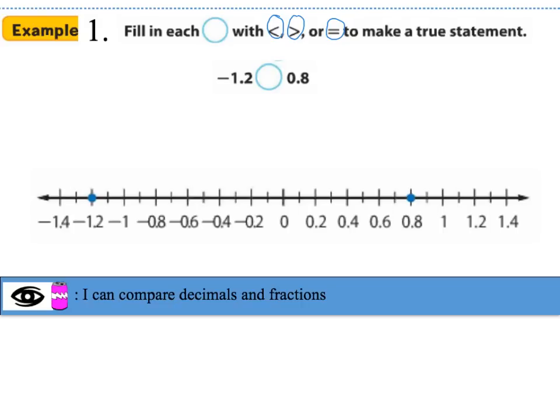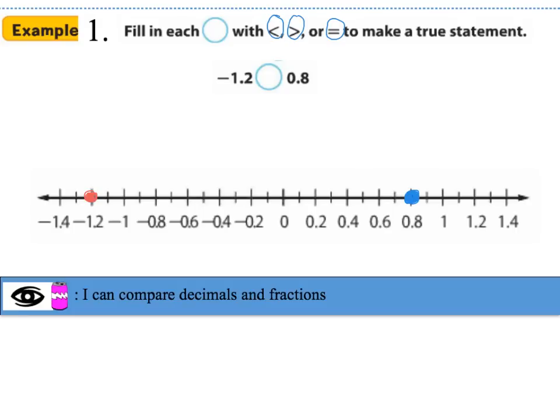So the first thing we should do is use the number line to graph our points. Since they've given us a number line down here, we know that 8/10 goes down here. And we also know that -1 and 2/10 is on this side of the number line. I know that everything to the right of 0 is positive, which means it has to be larger than the negative numbers. So I know that 8/10 is larger than -1.2.